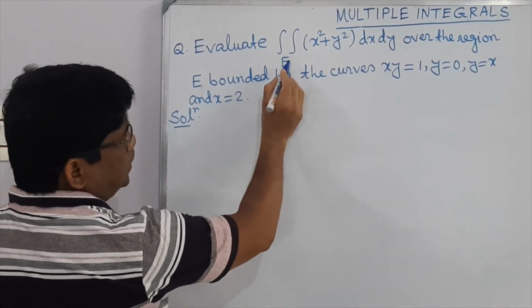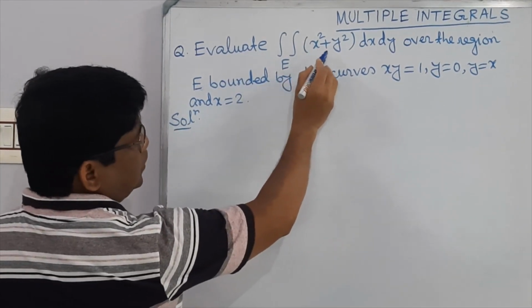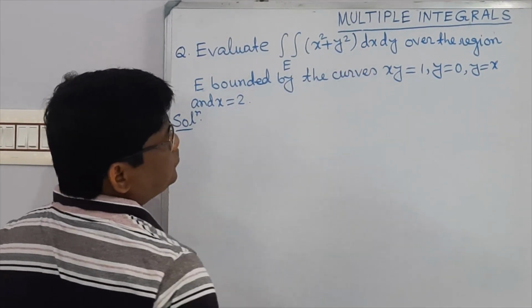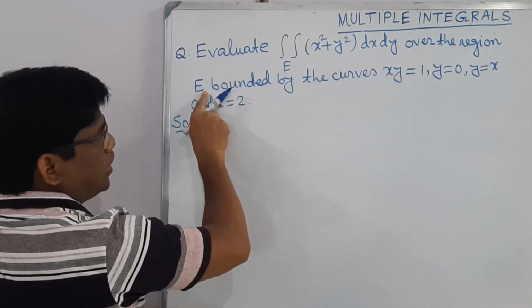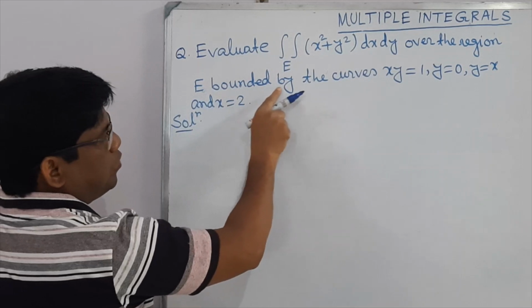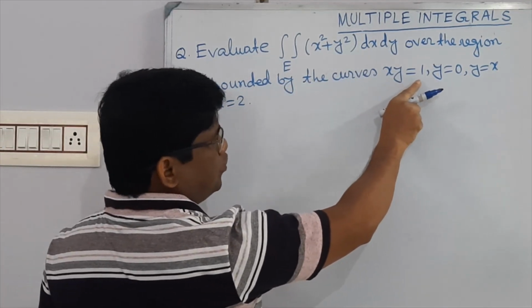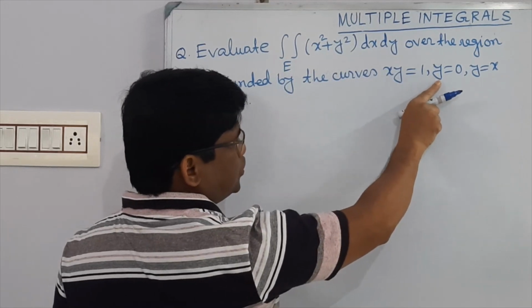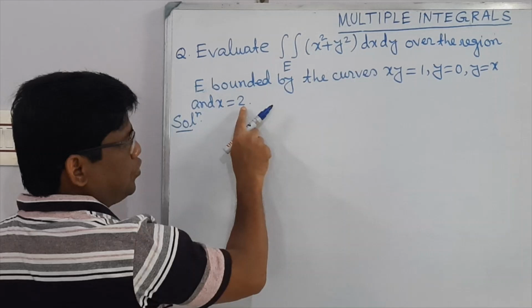Double integration over E of x square plus y square dx dy. The region E is bounded by the curves xy is equal to 1, y is equal to 0, y is equal to x and x is equal to 2.